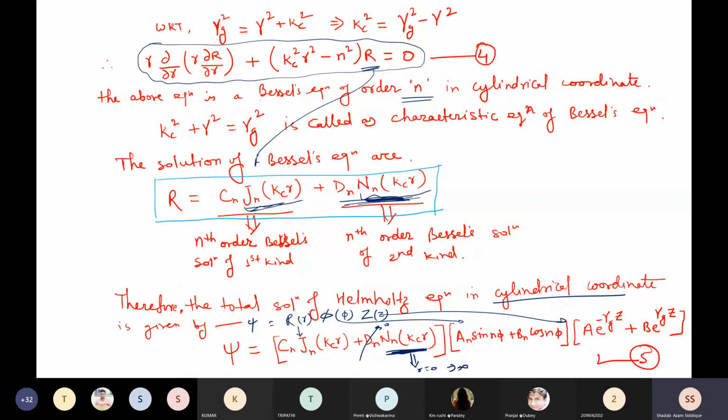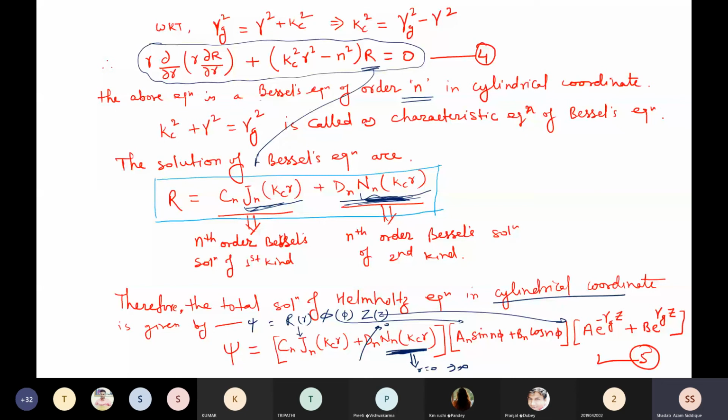their graph, and from the graph we found that the Bessel solution of the second kind goes to minus infinity at r equal to 0. So we cannot proceed with N_n(k_c r). We should take D_n equal to 0, because the wave should be finite. So to have a finite solution, D_n should be equal to 0.